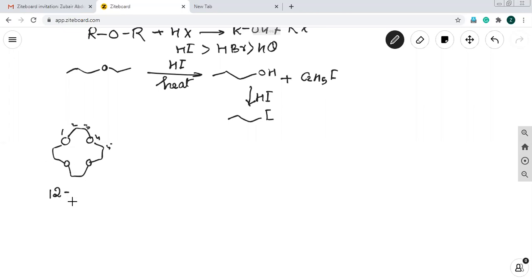You write 12 there. Now you write the word crown. And now you count the number of oxygen atoms. So this is one crown. You can have still more crown ethers. You can increase this number of ether rings.